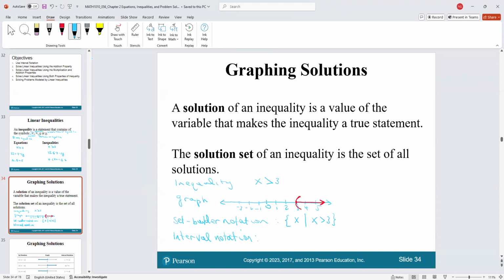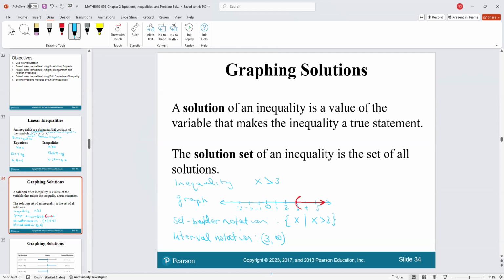Now, for the interval notation, we can start at 3 with parentheses because 3 is not included. Where are we going to stop? There is no stop, because if you say greater than 3, 100 is greater than 3, 20,000 is greater than 3, 3 billion is greater than 3, the US debt is also greater than 3. So we go indefinitely to the right, and we use parentheses. There are 3 ways to present the solution set of an inequality: we can graph it, we can use set builder notation, or we can use interval notation.